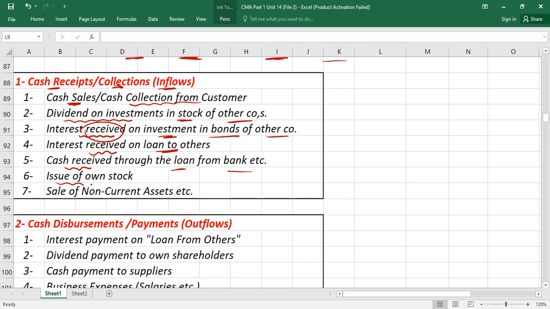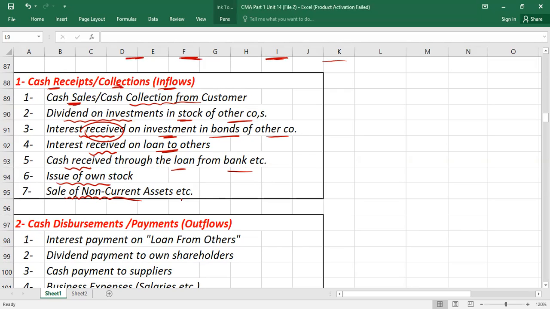Then you have an issuance of own stock. Now again, assume you are a company and you are going to issue your stocks, your shares, to the public. Obviously, once the public invests in your shares, you are going to get the money. So this is going to be your cash receipts or collection. Then you might have cash receipts from the sale of non-current assets. For example, again, if you are a company, the time when you sell your asset, maybe inventory or non-current asset or plant and machinery, that is also going to be your cash collection or cash receipts against the sales of non-current assets.